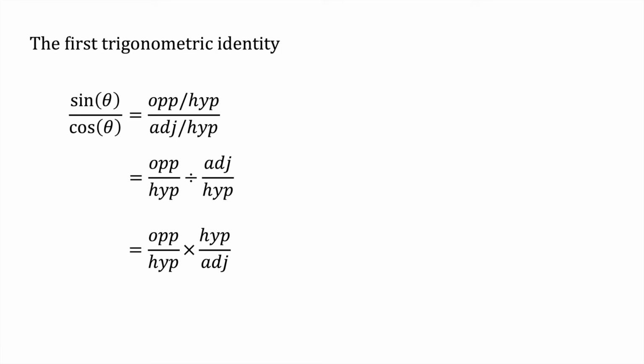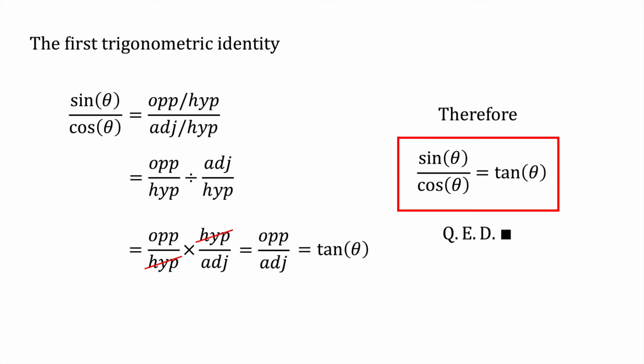two fractions. We can now cancel the two hypotenuse terms. We are now left with the ratio of opposite divided by adjacent. This, of course, is the definition of the tangent ratio. Therefore, the sine of theta divided by the cosine of theta equals the tangent of theta.